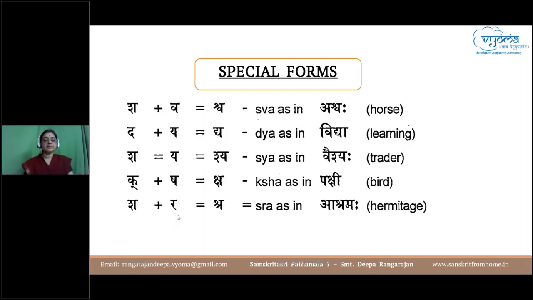P plus ra, shra, as in ashramaha, hermitage. Very good. I just want to say one thing here. Pakshi, even though it ends in a dirgha ikara, is a pullinga word. It is not a strilinga word. It is a pullinga word because the shabda is pakshin shabda, and pakshi is for a single bird. Dhanyavadaha Bhagini. Dhanyavada, Mahoday.